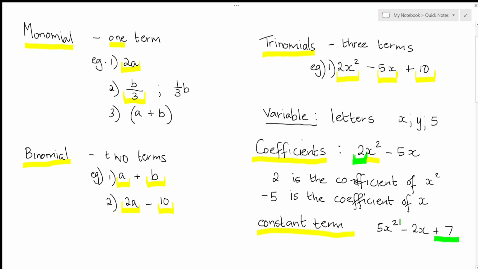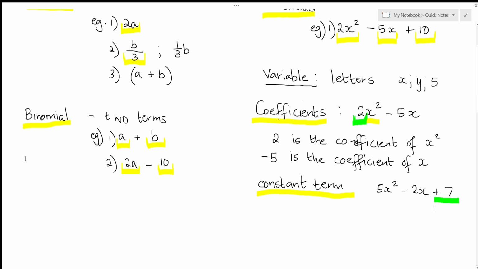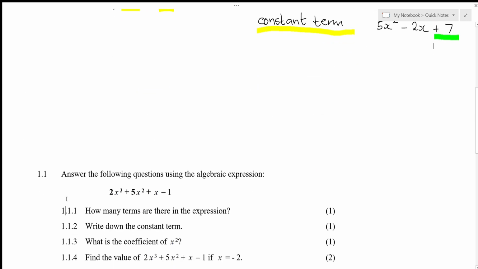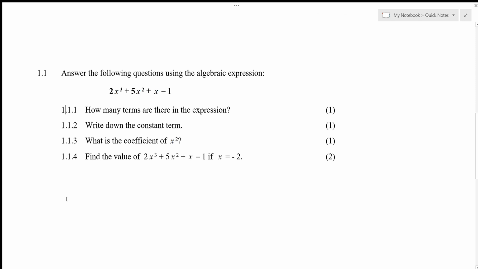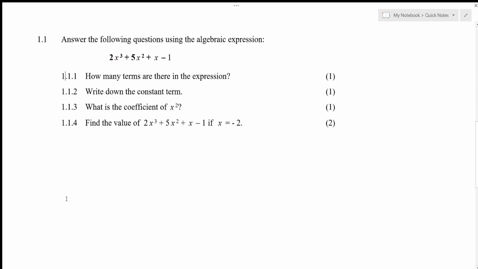If it was 5x squared minus 2x minus 7, and I said to you, what is the constant term? The constant term would be negative 7. Okay, so you would take the sign that comes in front of the number. Okay, let's move on, and I'm going to now go through some examples that you could possibly get in a test. So it says, answer the following questions using the algebraic expression.